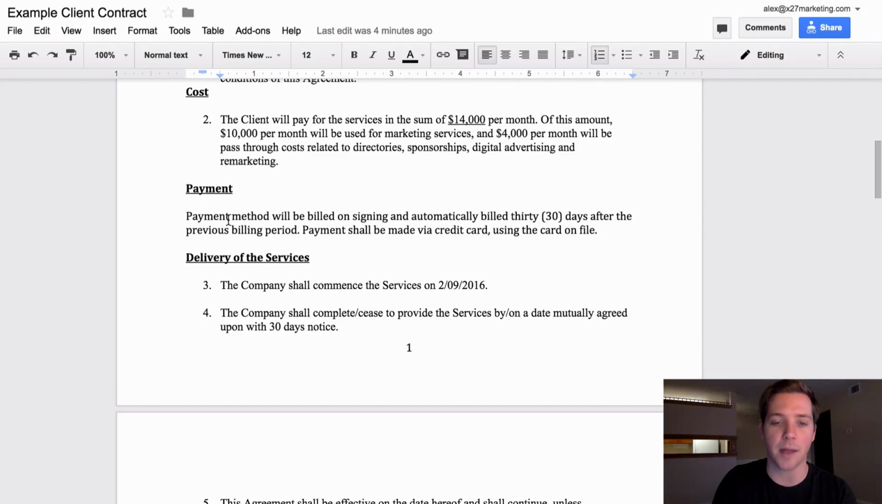And then the next one is the payment services. So payment method will be billed on signing and automatically billed 30 days after the previous billing period. Payment shall be made via credit card using the card on file. This is in here because we use ChargeBee and Stripe to collect payments most of the time. And this basically says when they're going to pay us.